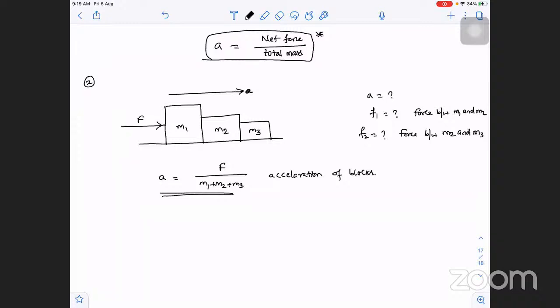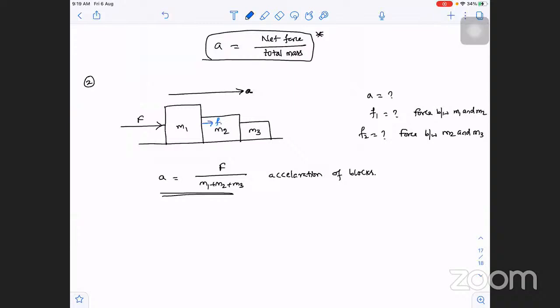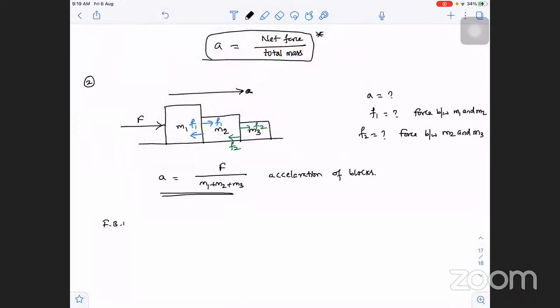But not only acceleration, we require the forces. Let us say M1 applies the force f1 on M2, then M2 will apply the force f1 on M1, action reaction. Similarly, suppose M2 is applying the force f2 on M3, then M3 will apply the force f2 on M2. Action reaction pair. Contact forces f1, f2. Then what is the free body diagram? Free body diagram of M1.